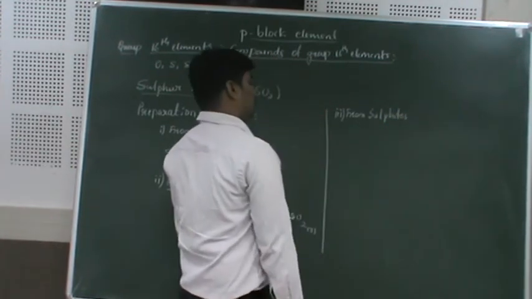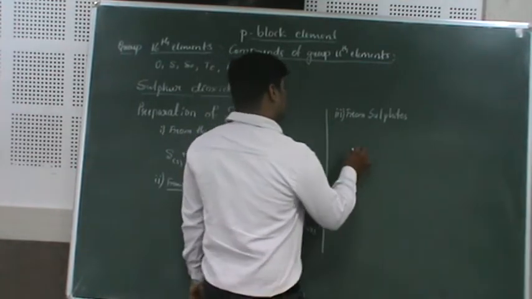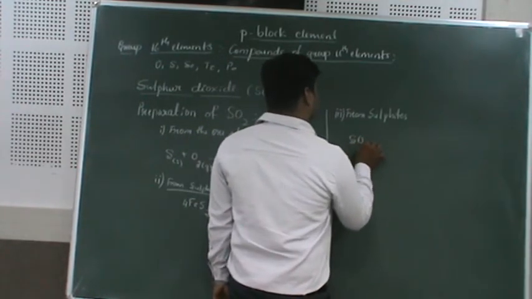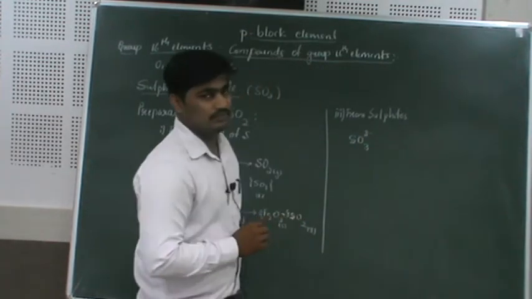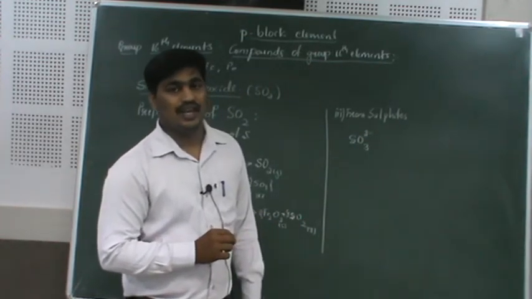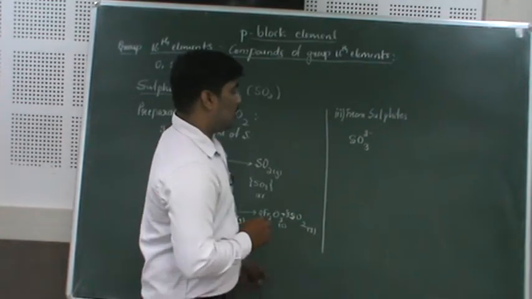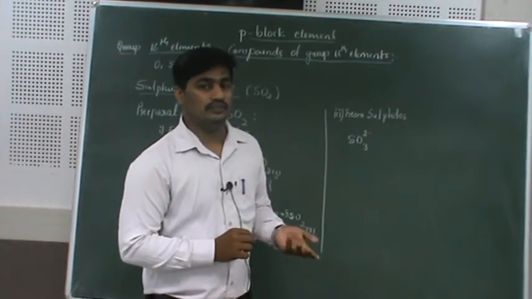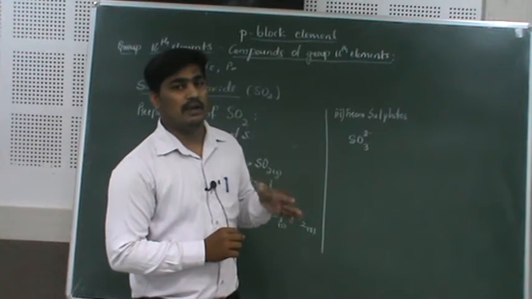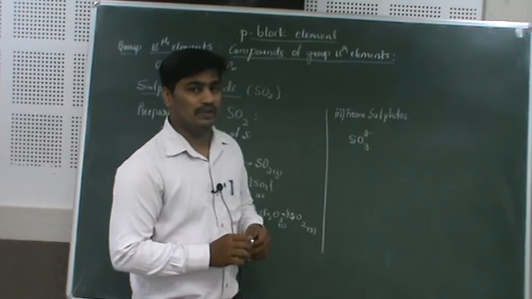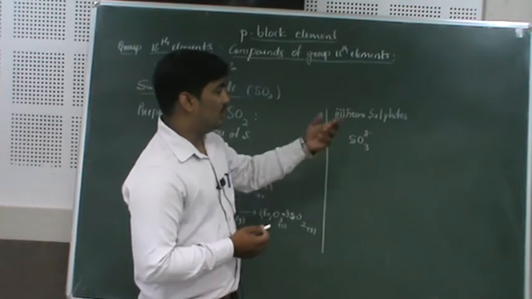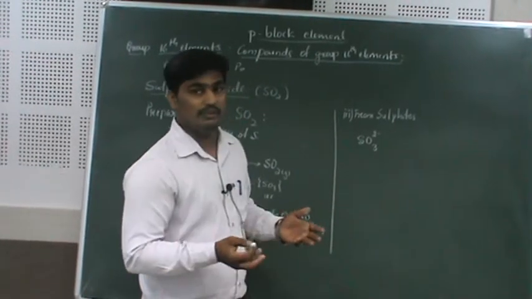The meaning of sulphides. Sulphide is nothing but an ion, in the form of SO3 2 minus. SO4 2 minus is sulphate, and SO3 2 minus is sulphite because of the oxidation state. Because of the variable oxidation states of sulfur, we use different suffixes during the naming of the ions.